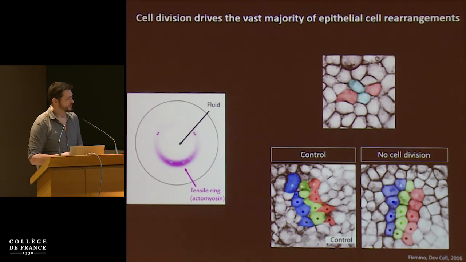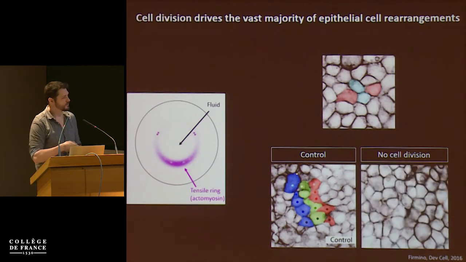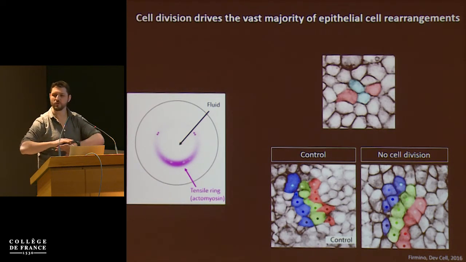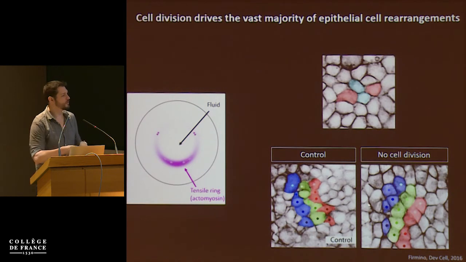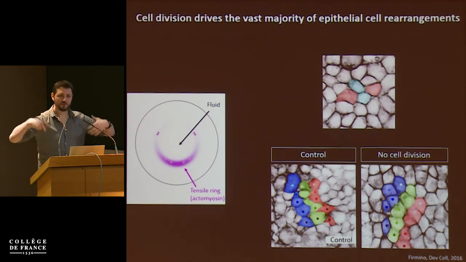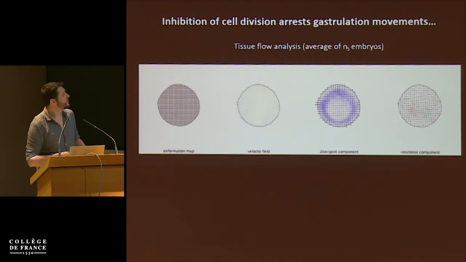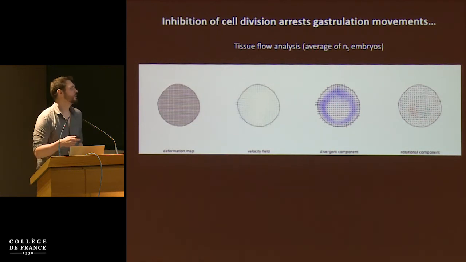If you block cell division, you can see the pattern. The stripe pattern is not recognizable from the beginning, but when you block cell division, there is almost no rearrangement left, and you can really recognize the pattern, and the topology is conserved throughout time. So we thought that maybe cell division, by driving rearrangement, fluidizes the tissue. So what we did was to block cell division.